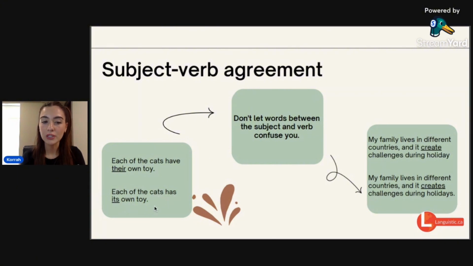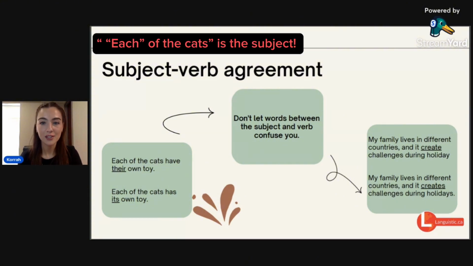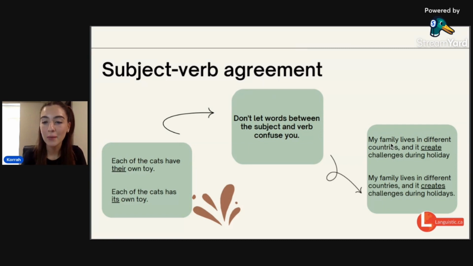Now, why this is confusing is because cats is plural. So is cats the subject or is it each? We have to think about that because each would be singular, but cats is plural. What is the first subject you see in that sentence? Next one here. My family lives in different countries and it creates challenges during holidays. That should say holidays, period. There's a little typo there. Next, we have my family lives in different countries and it creates challenges during holidays. What do you think is correct?